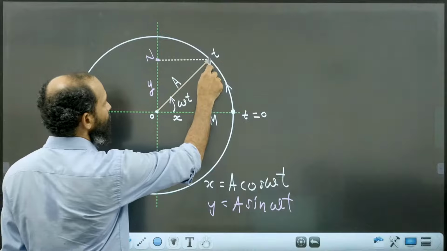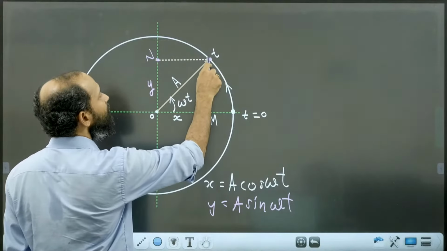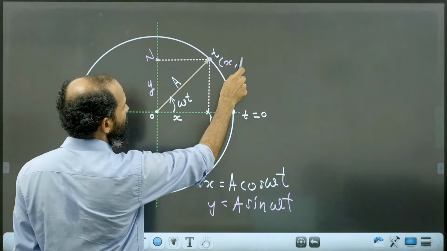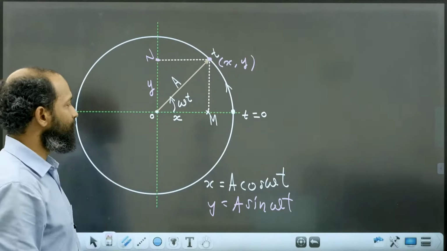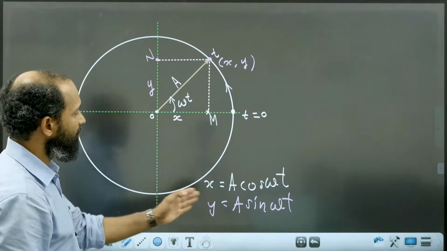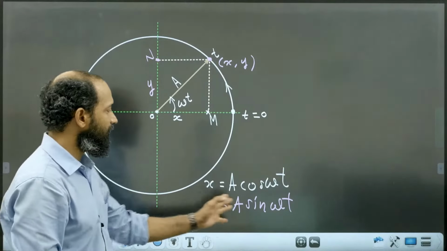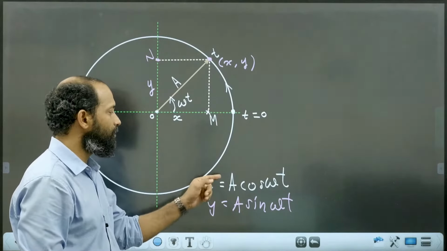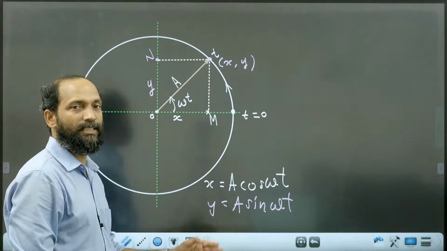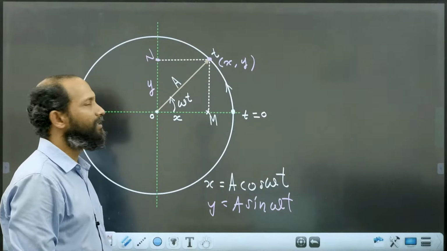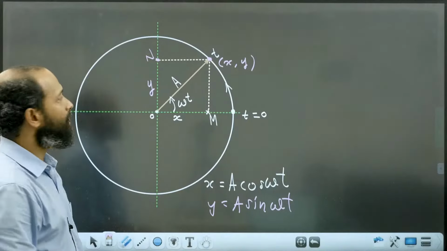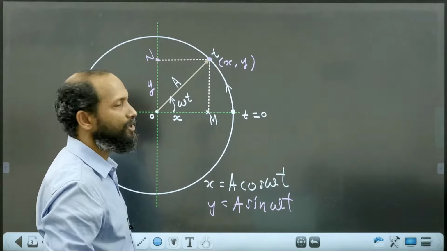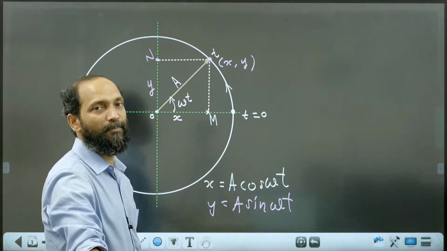That is, the coordinates of the particle at t seconds are x comma y. So the x coordinate can be found as a cos omega t, and the y coordinate as a sine omega t. Then squaring and adding both of these equations, you get x square plus y square equal to a square, which is nothing but the equation of a circle, which is the trajectory of this particle. So that particle is undergoing a circular motion. More than that, the circular motion is at constant speed. Speed of the particle is a constant.